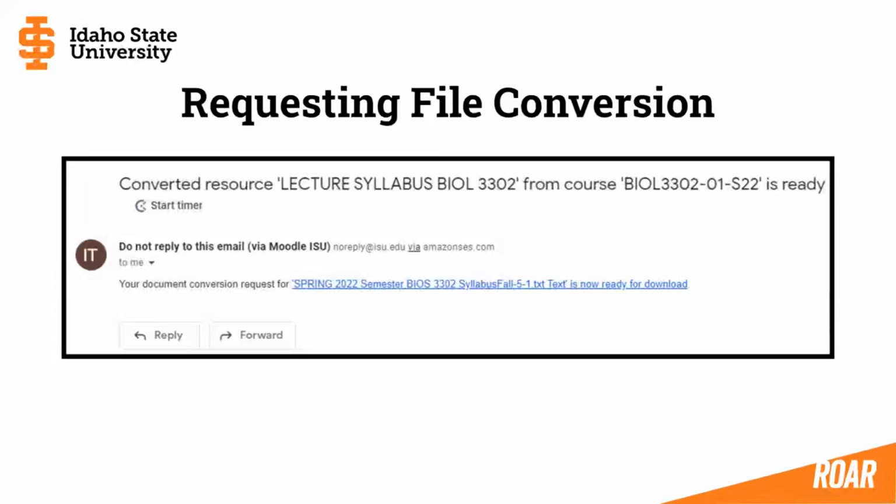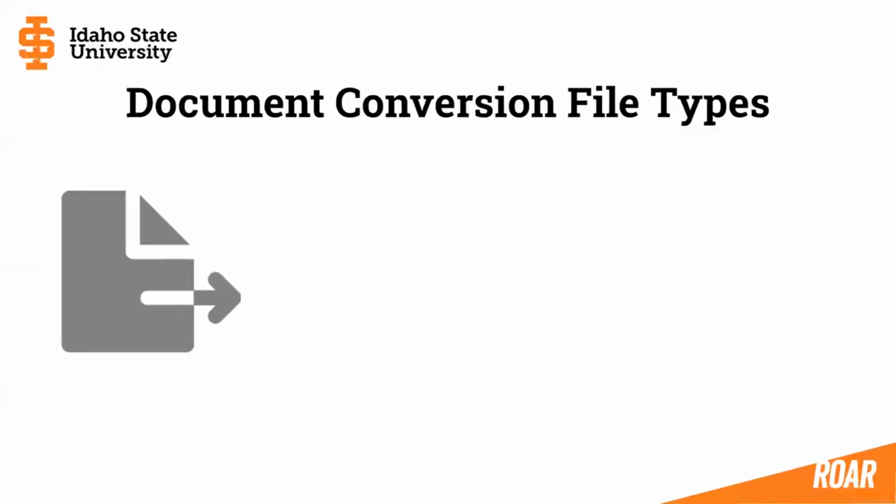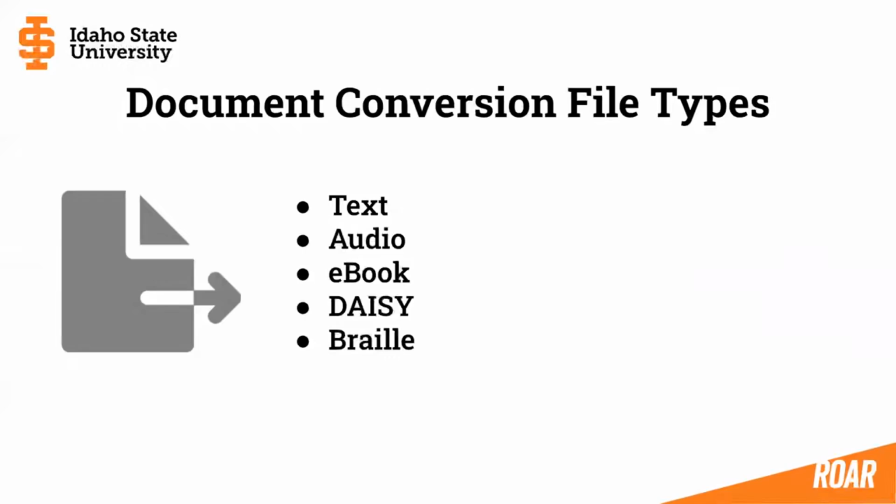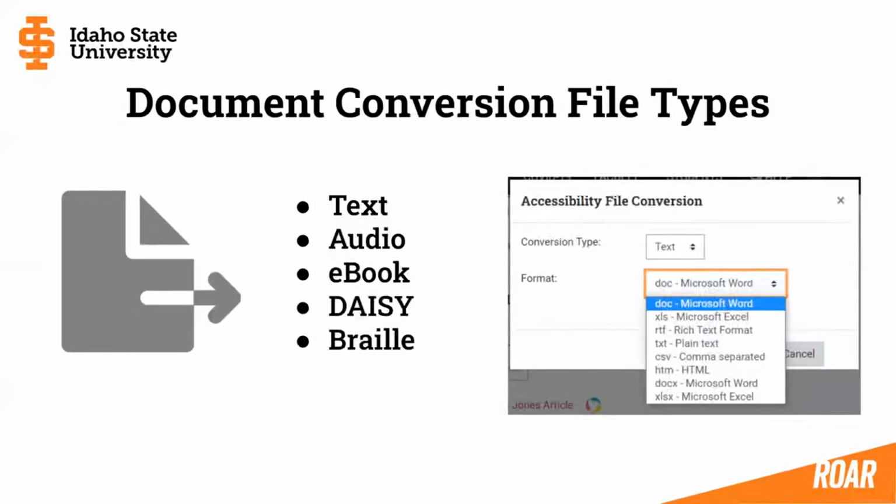So now I'm going to turn it over to Ryan, and he's going to talk about the different document conversion file types that you have available to you. Great, thanks, Mark. So in this, we have the option of 5 different output file types, and there are variants of each one. So there are text, audio, ebook, DAISY, and Braille. And with each of these, the options depend on the original file, but once you go into the conversion type, you'll be able to specify different options for each of these.